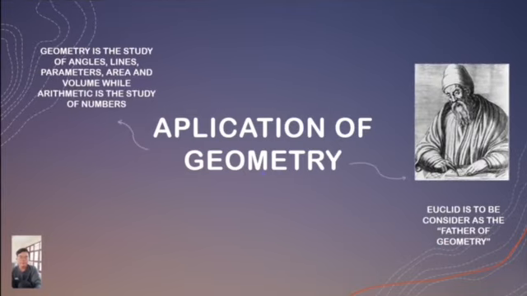Geometry also studies angles, lines, perimeters, area, and volume, while arithmetic is the study of numbers. Here we have the gentleman named Euclid, who is also considered the father of geometry. Okay, now let's go to the main point of this video.